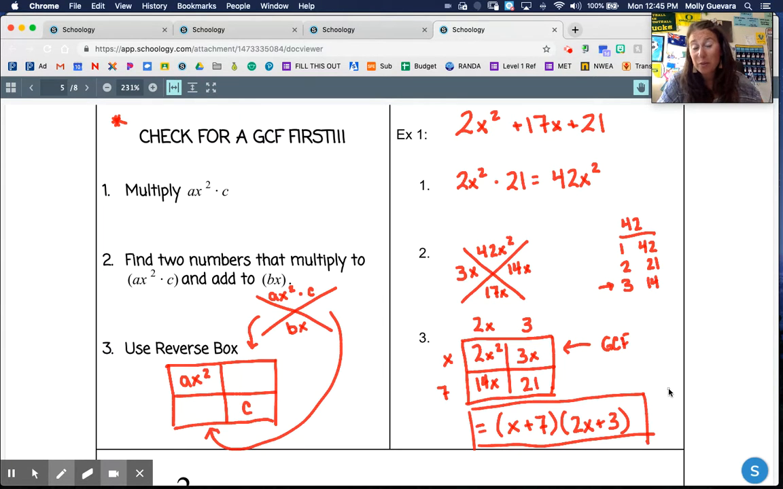We were only going to do one example here, so this is it. Use this example kind of as your guide. Make sure you check for a greatest common factor first.